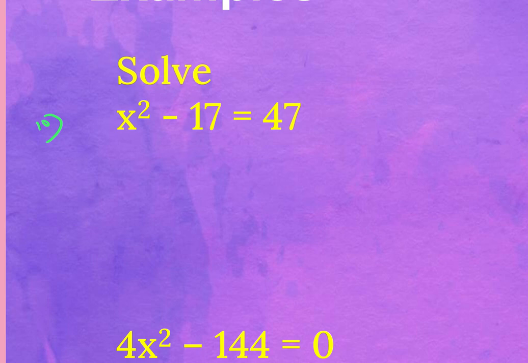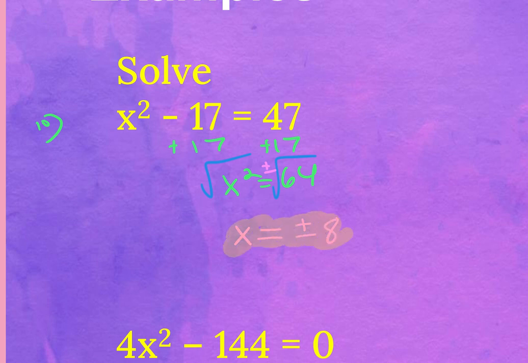Okay. X squared minus 17 equals 47. So the first thing you're going to do here is what? And you have two options, actually. I can move the 17 to the other side. X squared would equal 64. And then square root both sides, putting a plus and minus in front of the square root. And I get x equals plus and minus 8.